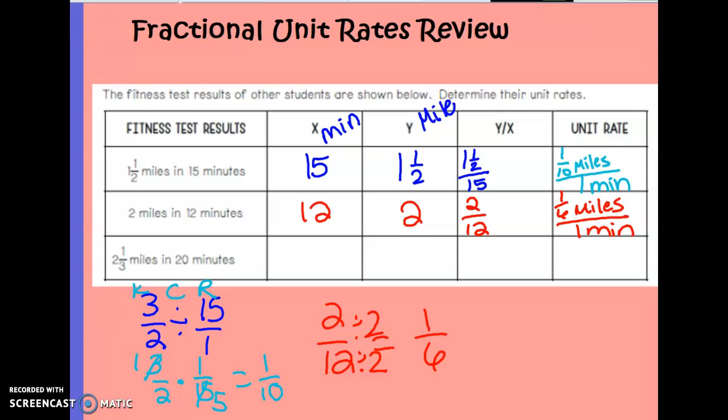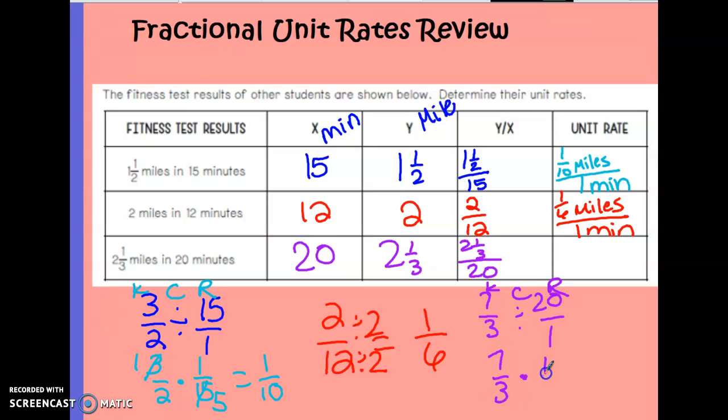Okay, and our last one, we've got 2 1/3 miles in 20 minutes. So set it up, 2 1/3 divided by 20. 2 1/3 is going to convert to 7/3, divided by 20 over 1. Keep, change, reciprocal. So 7/3 times 1/20. Can't cross simplify, so just multiply straight across. 7 over 60. So 7/60 miles per 1 minute.